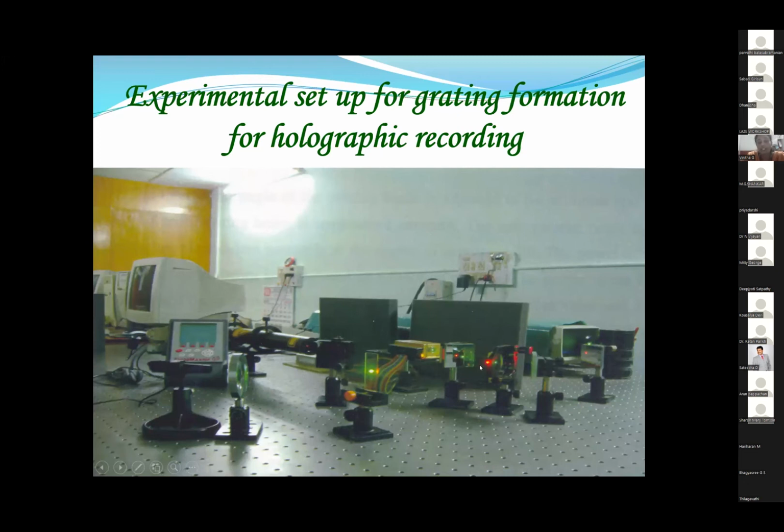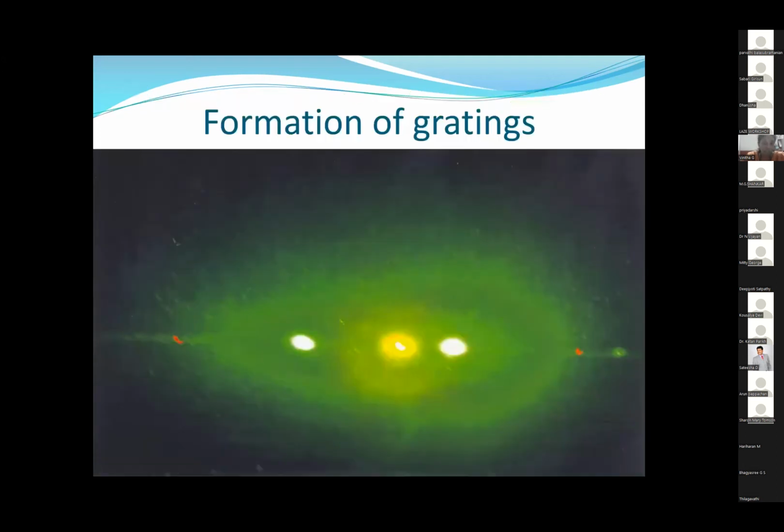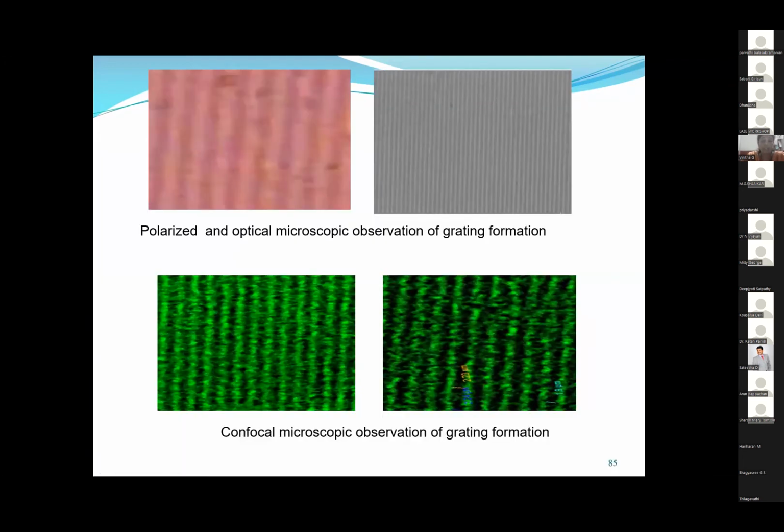So these two lasers interfere on this, and any object that is kept over here is recorded or stored in this holographic plate in the form of a grating. This is the formation of the grating, which has the central maxima, then the higher orders which are diminishing. Once we have this recording, under an optical microscope we see such gratings coming up, and this actually holds information of some object which has been recorded. You have another laser to read it, and you can make out what has been stored, and this is holographic recording.